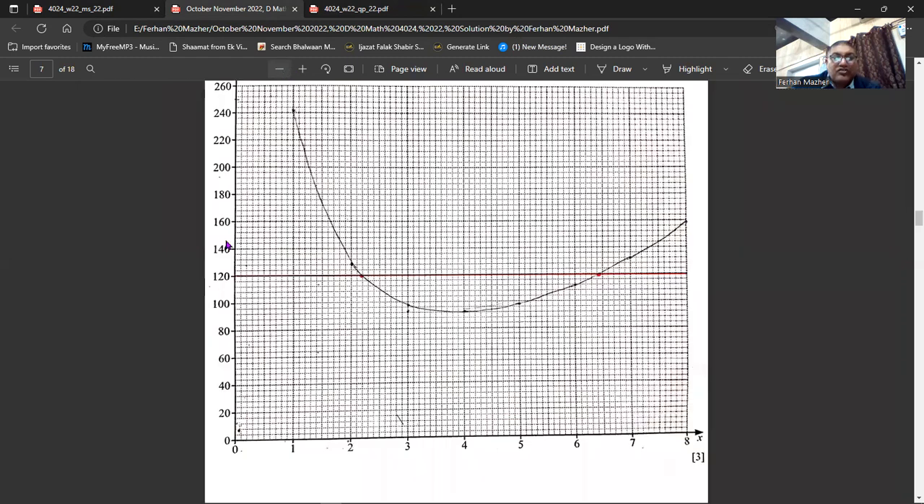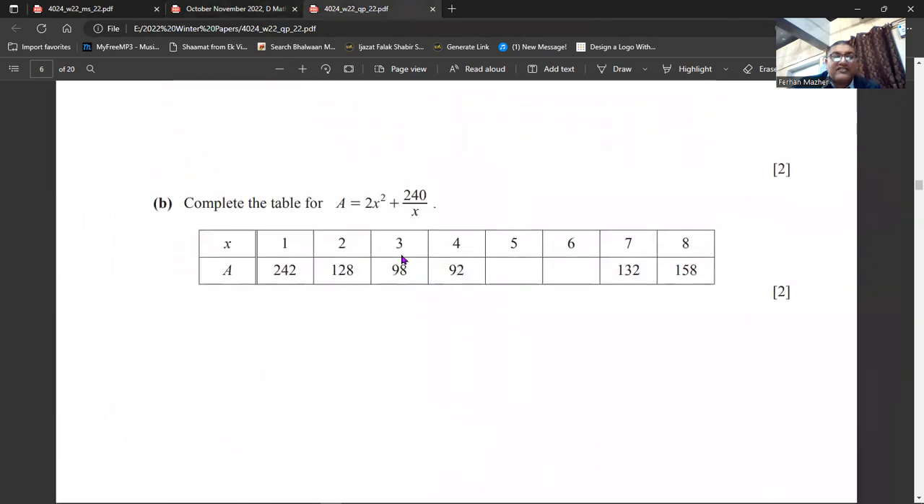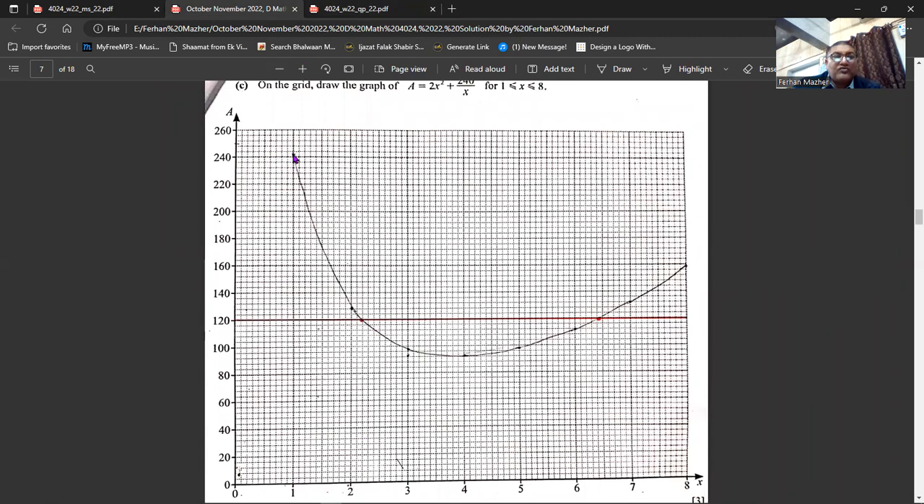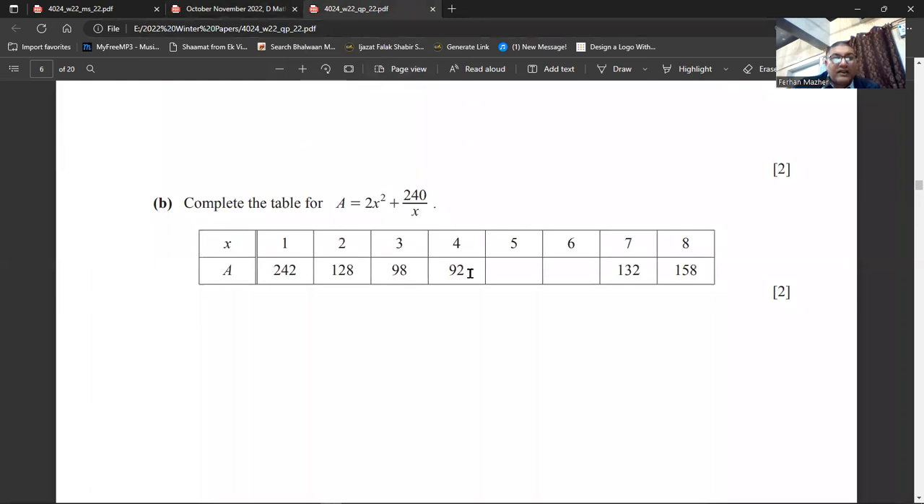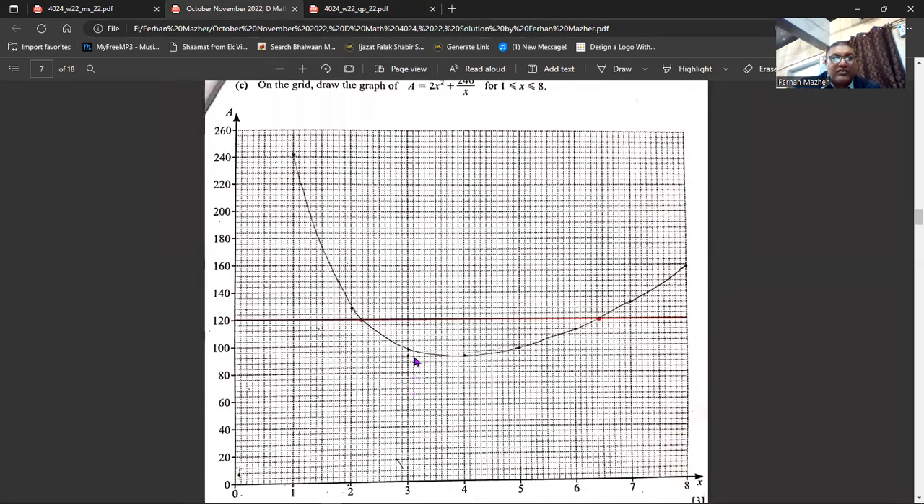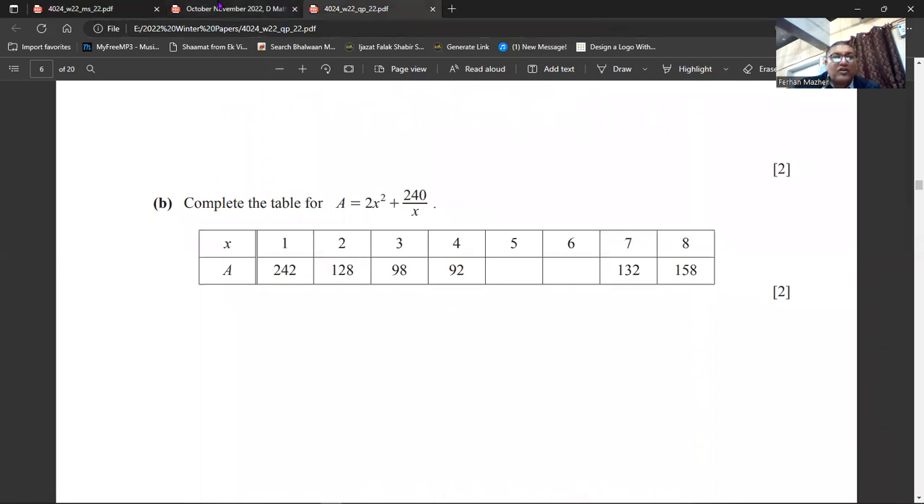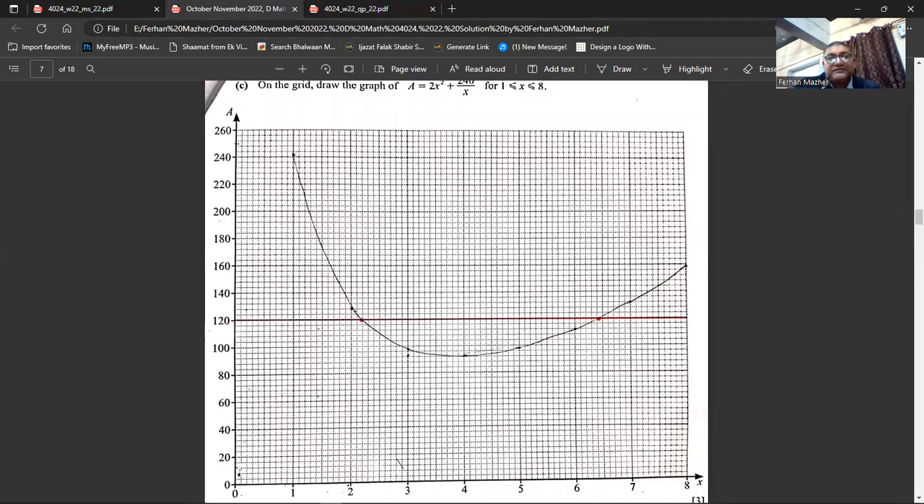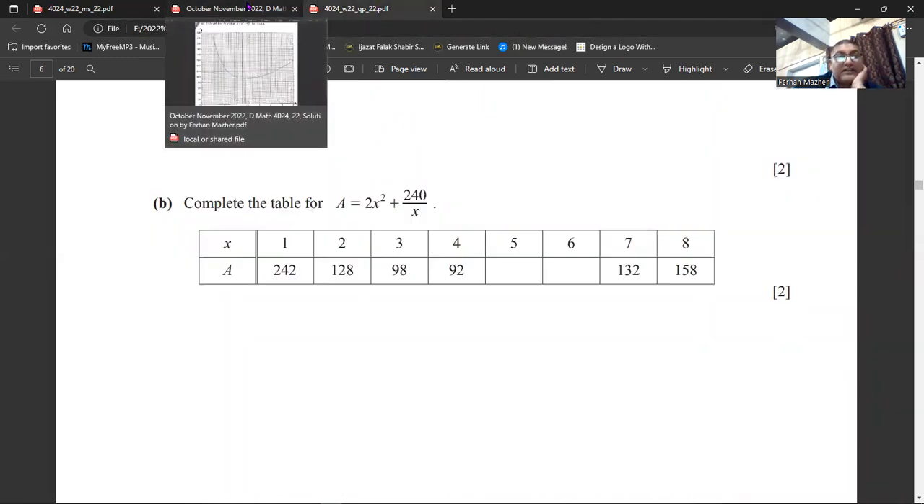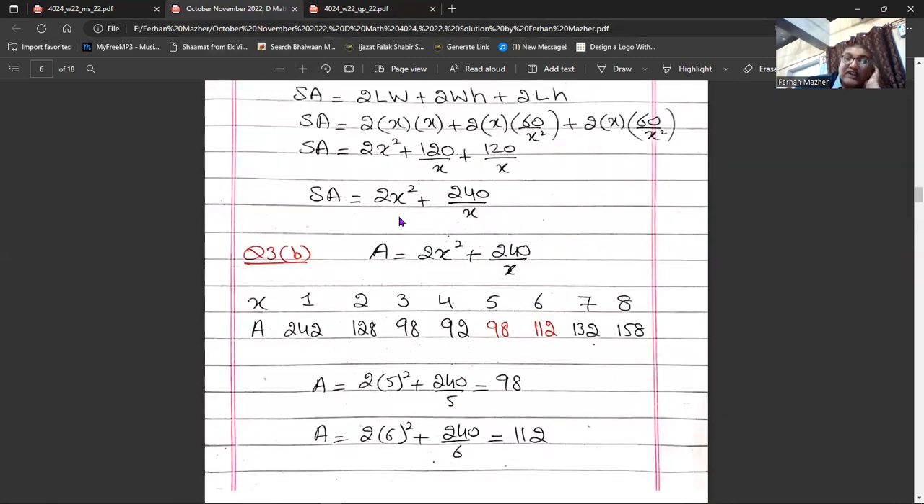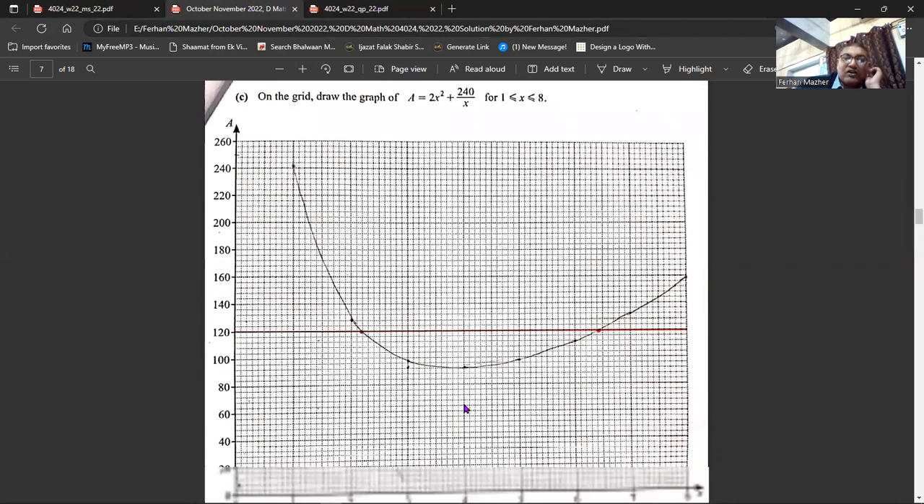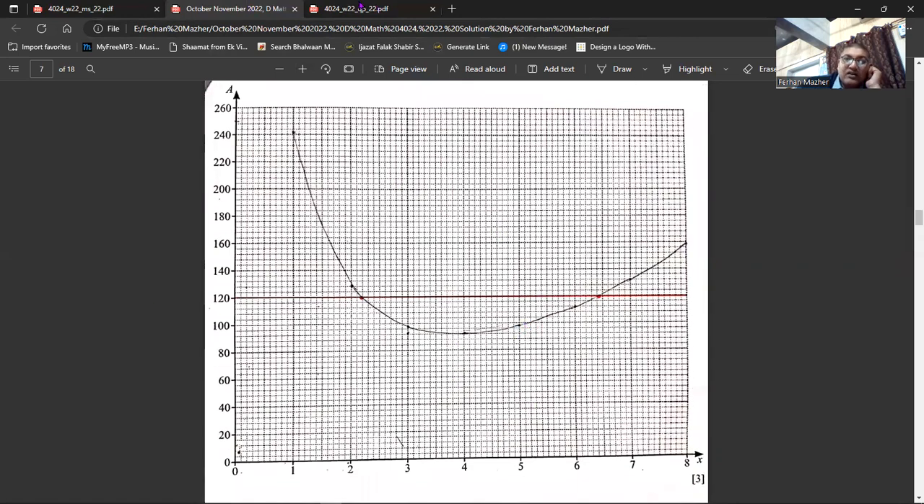Okay. So look at this table. At 1, I will put a dot of 242. Then at 2, 128. At 2, put a dot of 128. At 3, 98. At 3, you will put the dot of 98. At 4, you put a dot of 92. Okay. And at 5, you have a dot of, how much was that? That was 98. Okay. At 5, I'll put a dot of 98. Okay, this dot.